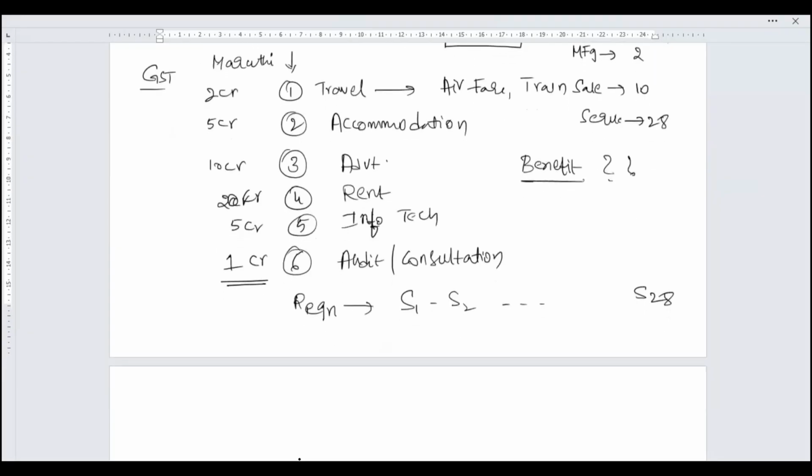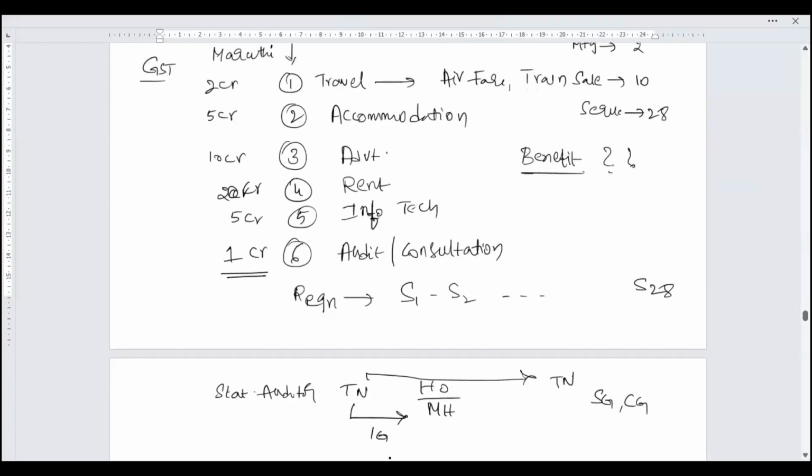A simple example. So there is a statutory auditor. The statutory auditor is in, say, Tamil Nadu. The company's head office is in, say, Maharashtra. From Tamil Nadu, when he bills to the head office, he will bill as IGST. But the unit which is there in Tamil Nadu, if at all this Tamil Nadu auditor bills to Tamil Nadu, he will bill as state GST, central GST. This is a kind of complexity you have.